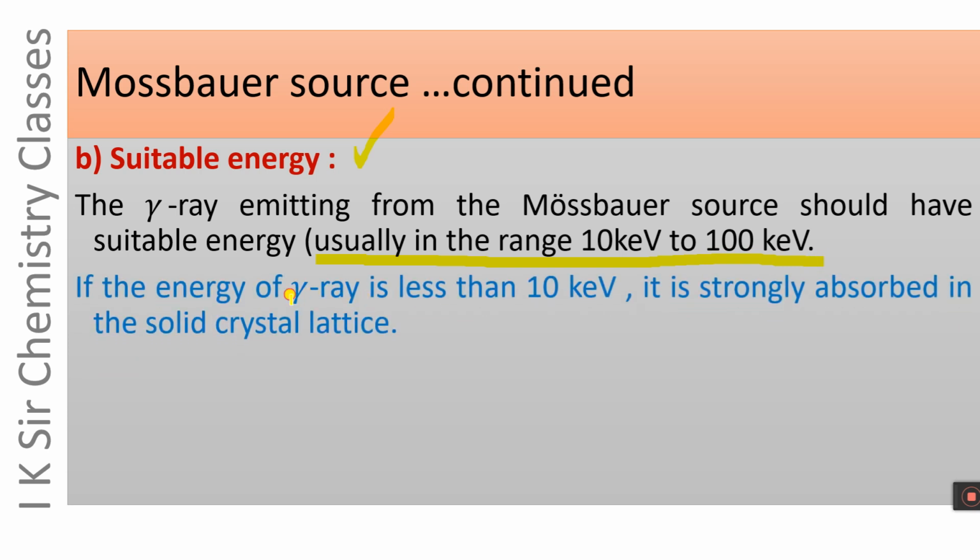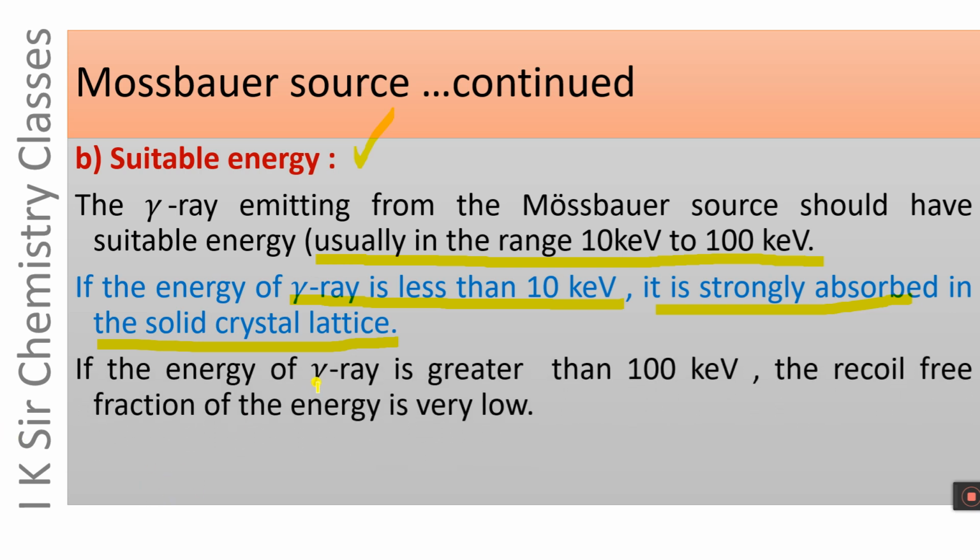If the energy of gamma ray is less than 10 kilo electron volt, it is strongly absorbed in the solid crystal lattice. We have already seen that the gamma ray source and gamma ray absorber are fixed in solid crystal lattices to minimize the recoil energy and to minimize the kinetic energy.